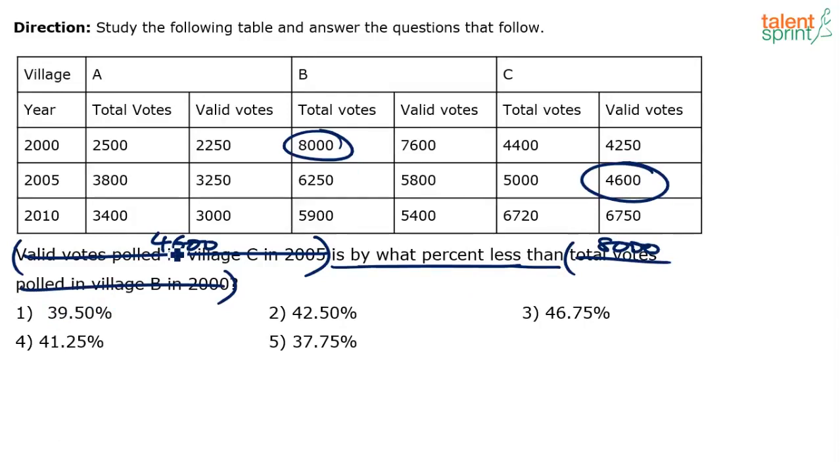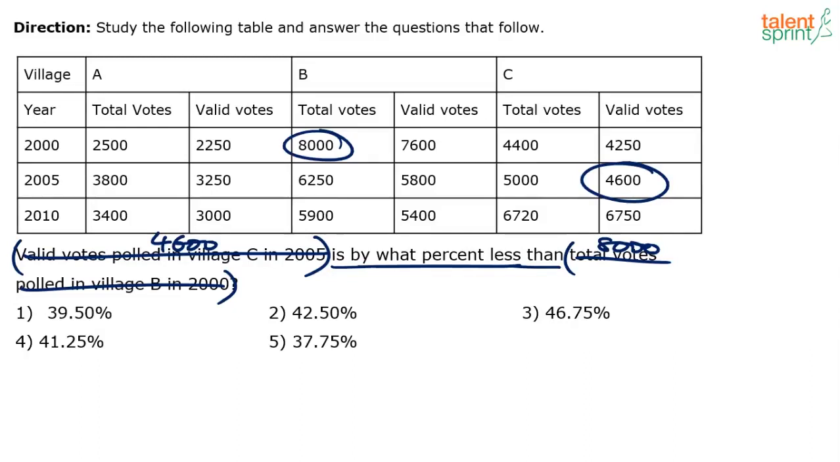So what does the question now become? 4,600 is by what percent less than 8,000? See, be careful. Usually where we go wrong while answering these questions is if you don't read the word valid. Instead of valid votes, if you take the total votes of C in 2005, which is 5,000, but he's asking us to take valid votes. So be careful when you're picking up the values, then total votes of B in 2000 is 8,000. If you don't take the values properly, you will definitely get a wrong answer.